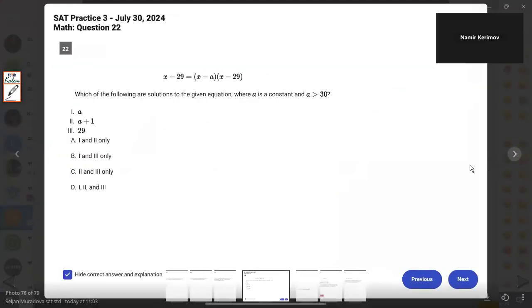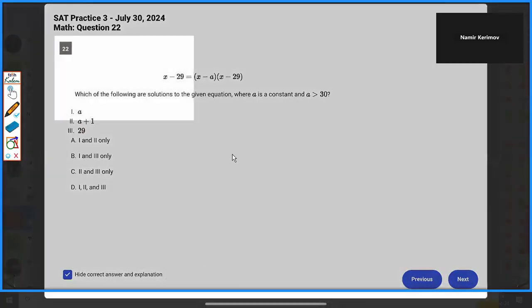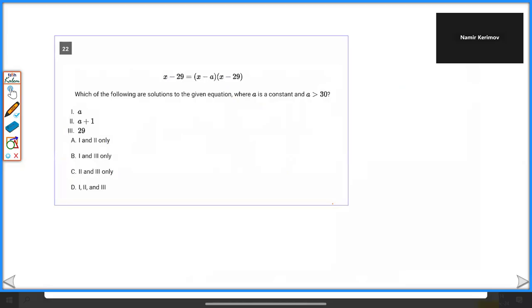And the other question. So A is more than 29. Can we simplify that by subtracting 29 from both sides?